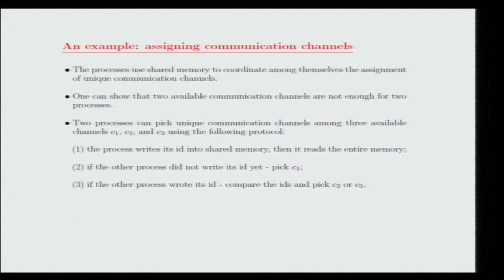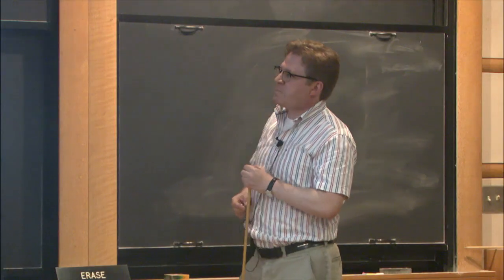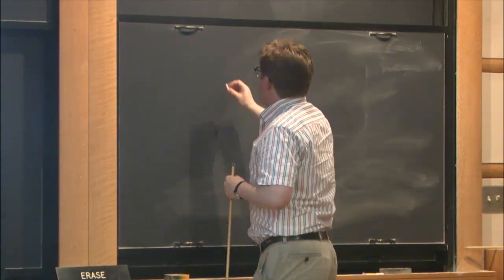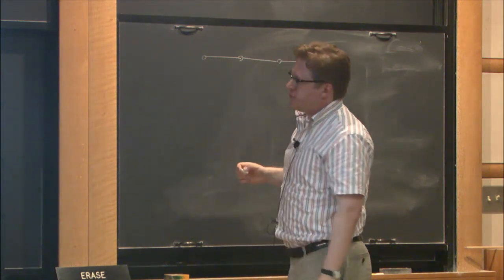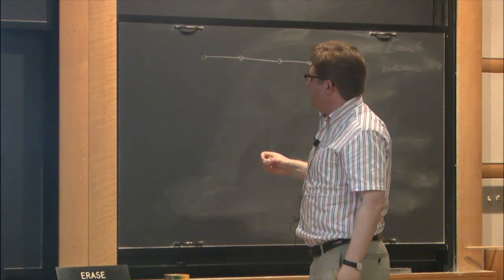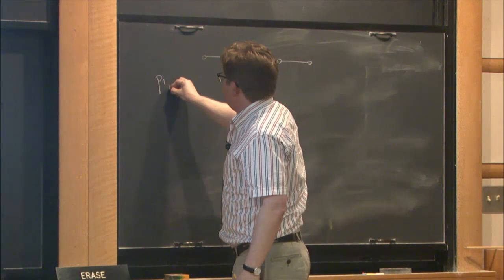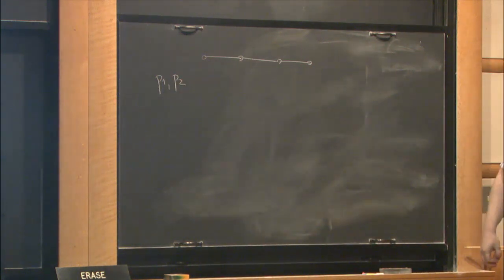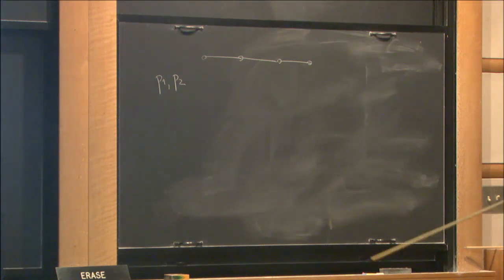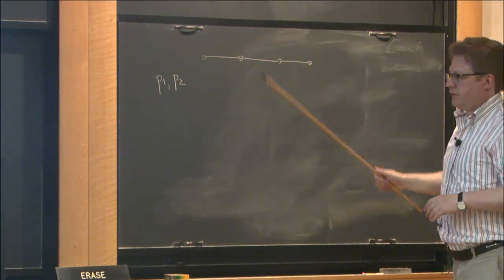So one can show that you cannot do it with 2. Let me try to explain this. Let's say you have two processes, P1 and P2. Of course, if you want to show you cannot do it, you have to show it for any protocol. But let me try to explain why you cannot do it with this first protocol.